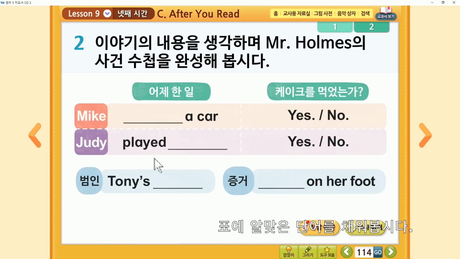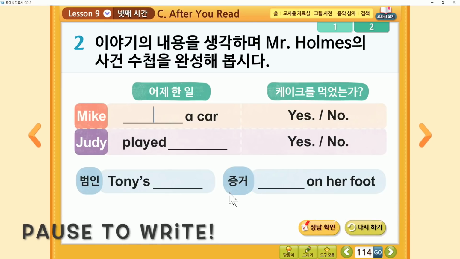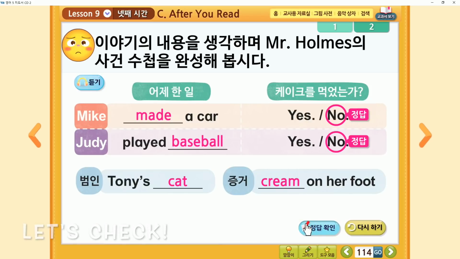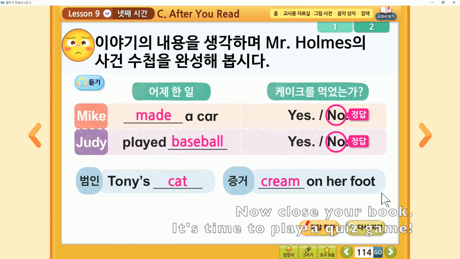Fill the table with the correct words and choose yes or no. And write here who did this and watch the evidence. Pause to write. Let's check. Good job. Now close your book.